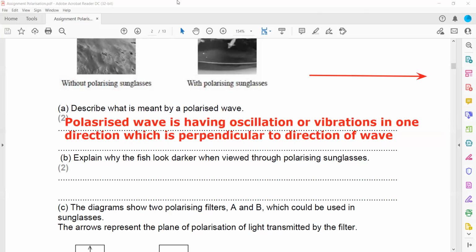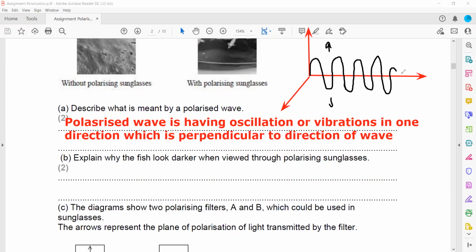For example, in 3D, if we draw, the vibrations are perpendicular. The vibrations are in the same plane, but they are perpendicular to the direction of the wave, because you can see the vibration is either up or down and the direction of the wave is towards the right. So we call that a polarized wave.